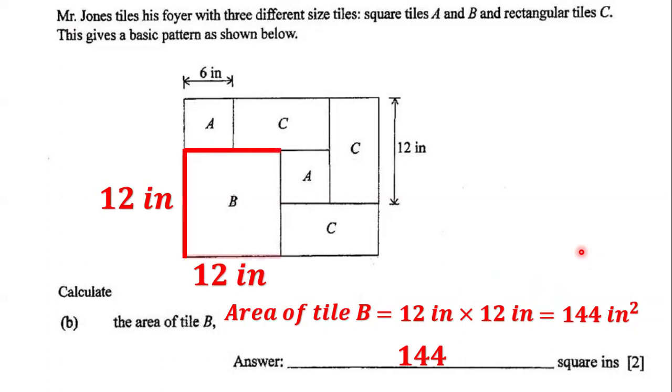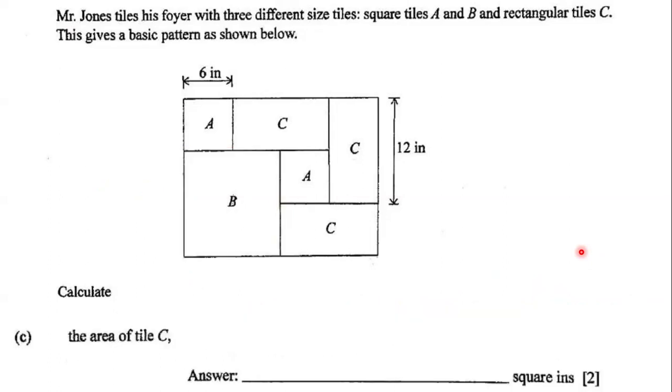Next, the question asks us to determine the area of tile C. Now, if you notice carefully, this is 6 inches for tile C. This right there is 6 inches because we're looking at tile A, and all of the side lengths of tile A are 6 inches. And so this side must also be 6 inches, but this side is also the length of C. So that means that this is 6 inches.